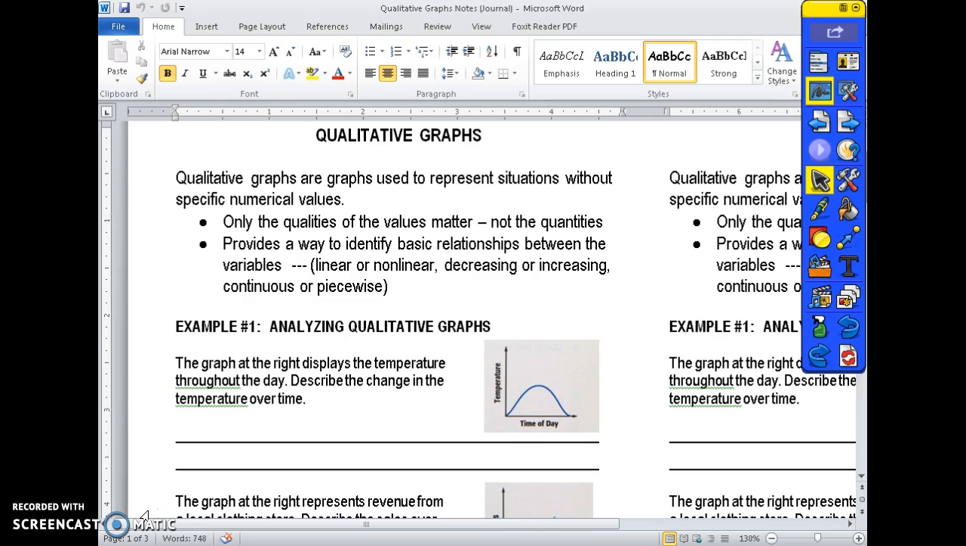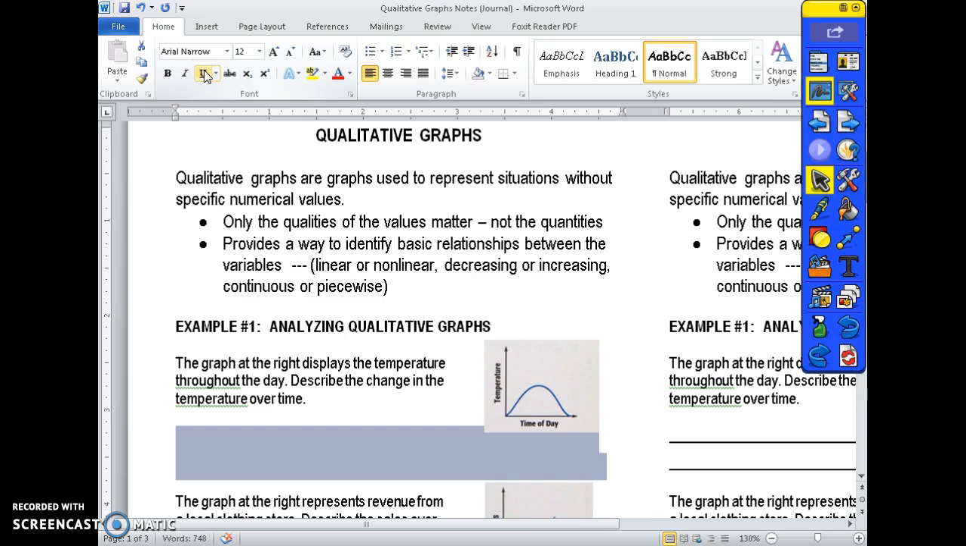The graph at the right displays the temperature throughout the day. Describe the change in temperature over time. So we can see here that as the day goes on, as the sun is rising, if you will, the temperature is increasing. And here is going to be the hottest part of the day. And then as the sun sets, of course, the temperature goes down again. And that's exactly how we would explain this.